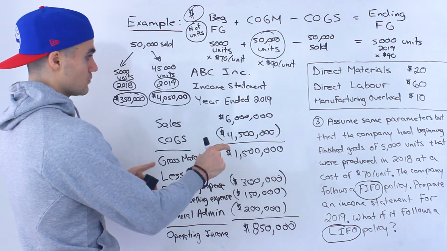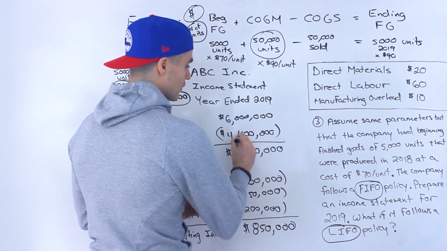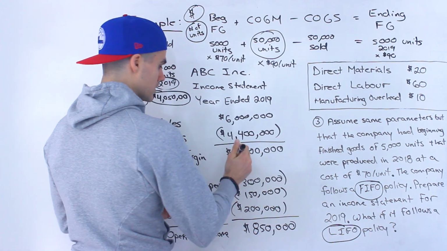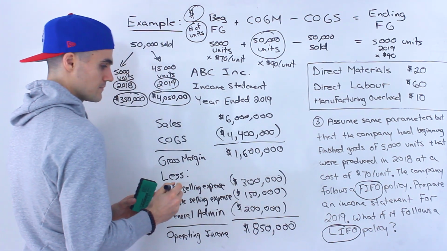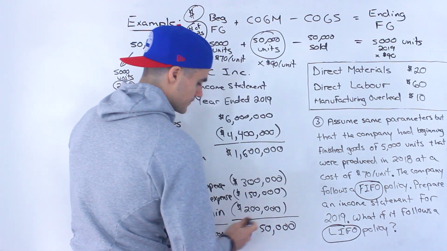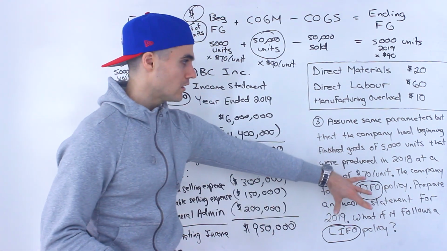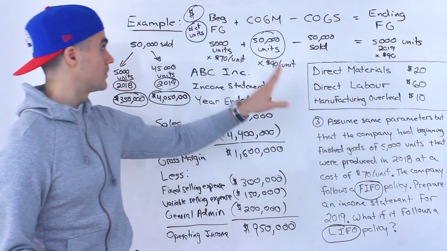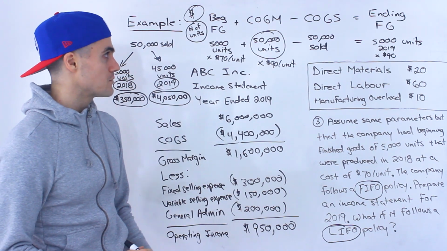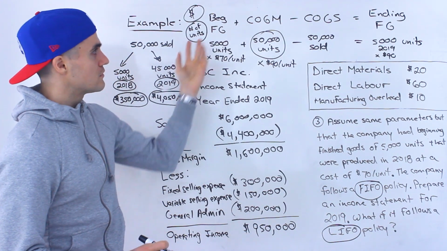So with the FIFO policy, what's going to be different is this cost of goods sold. It's going to be 4.4 million instead of the 4.5 million. And so this is going to change. This is going to be 1 million, the gross margin, and 600,000. And then this is going to be 950, that new operating income. So with the FIFO policy, with those 5,000 units of beginning finished goods, this here is the new income statement.